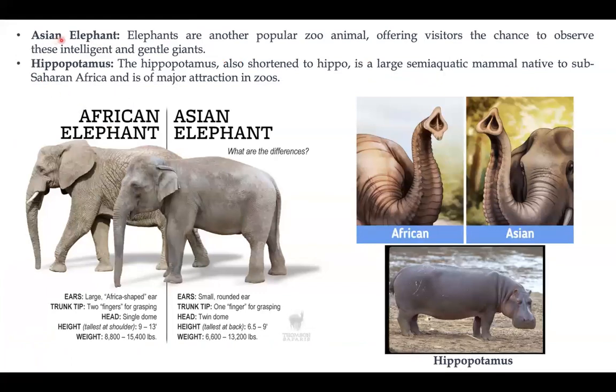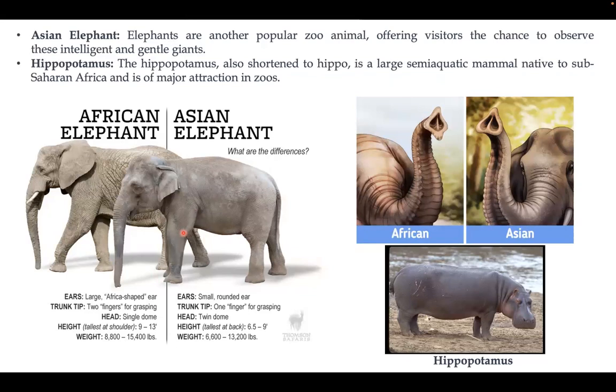Another animal that is really popular in zoos is the elephant. Especially we have Asian elephants mostly, and other than Asian elephants, there is another kind of elephant which is known as African elephant. So we need to know the difference between these two elephants.